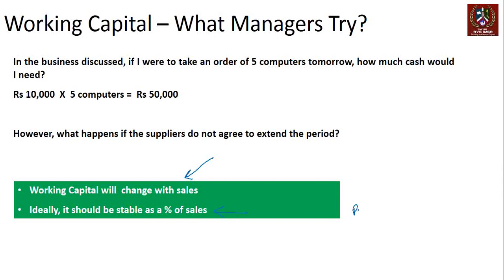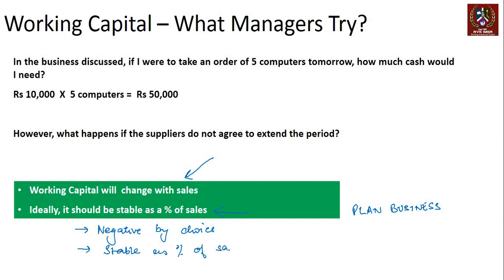Why? Is because then you can plan the business. You can plan accordingly how much money you have to fund and keep necessary funds at your disposal when business is increasing. If you can plan, you can manage it. If you can't plan, management becomes difficult and tricky. We'll look at more examples of when plans don't work. But ideally, so the pecking order is ideally you want negative and negative by choice, right? Then if not negative, you want stable as percentage of sales.